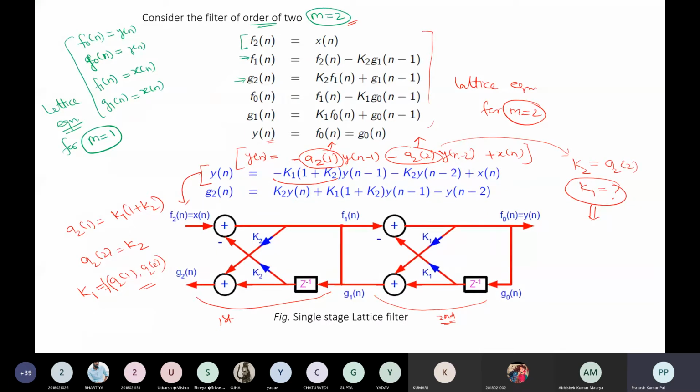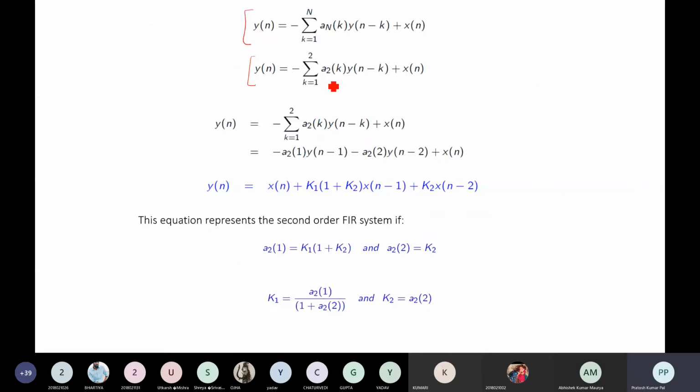So this is how the second order IIR filter can be realized in terms of lattice realization. Okay. So this is the generalized expression. And if we put n is equal to 2, this will be the generalized expression before expanding. So once we expand, it will be this one. After expanding, this will be there. And if we arrange it in terms of x of n, then x of n minus 1 and x of n minus 2.